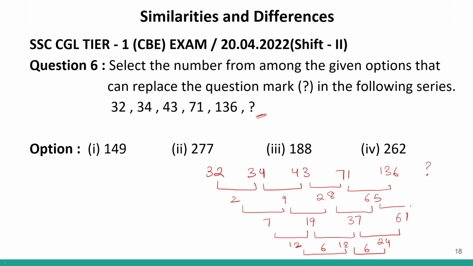Correct? And if I add 61 and 65, I'll get 126. So if I add 126 and 136, I'll get 262. So my answer will be option number 4, 262.